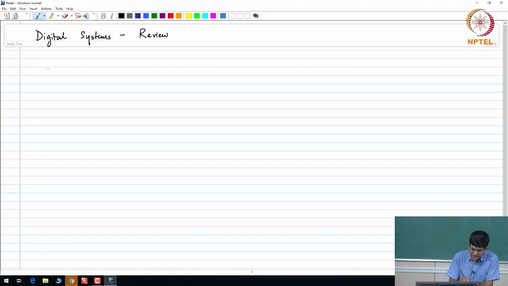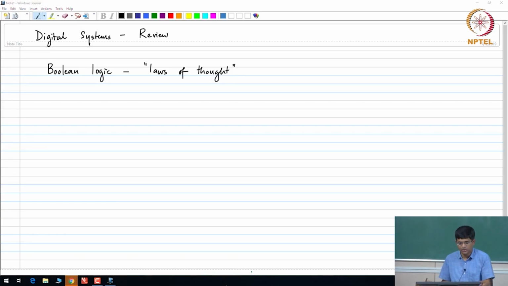So, the core idea of digital logic came about from the concept of what we know as Boolean logic. It was essentially defined as the so called laws of thought. George Boole had this concept where he was able to come up with a set of laws that could essentially be used to reason about the truth or falsity of statements and how we combine such statements together.